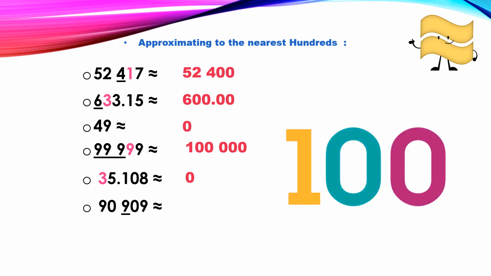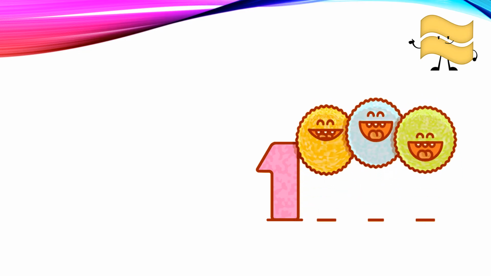90,909. What can I do? My eyes on the digit in the 100 place. 9. Underline 9 and take the digit before it. 0. Very poor. So the answer will be 90,900. That's it.